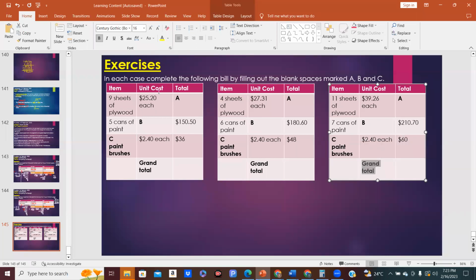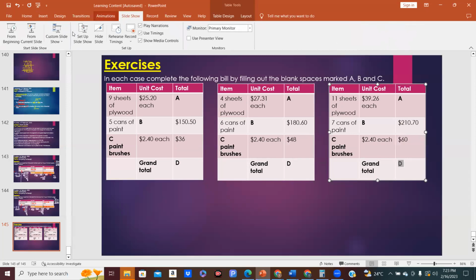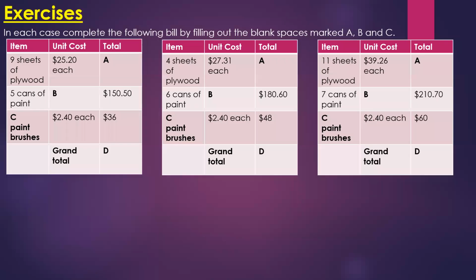All right, so we have to fill out A, B, C, and D. A is the first option, D is the grand total, B is the second one. All right, so complete that for me. And once you finish, take a picture of it and send it to me via WhatsApp. Hopefully everyone understands what to do.